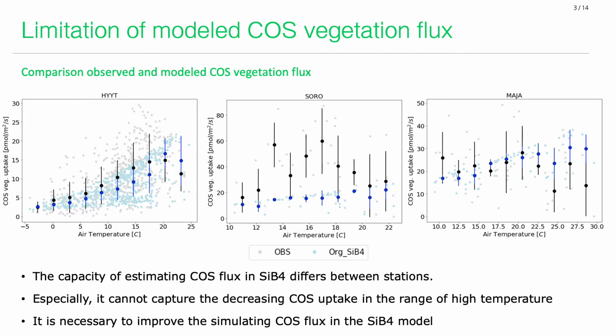Before knocking on the door, we should diagnose the current address of SiB4. These plots show how well SiB4 estimates COS leaf uptake corresponding to temperatures and stations. Overall, the blue dots, which are the estimated COS flux, increase with temperature, whereas the black dots, which are observed, have a curve with an optimum temperature. We focus on finding the right pattern of enzyme temperature response from the observations.